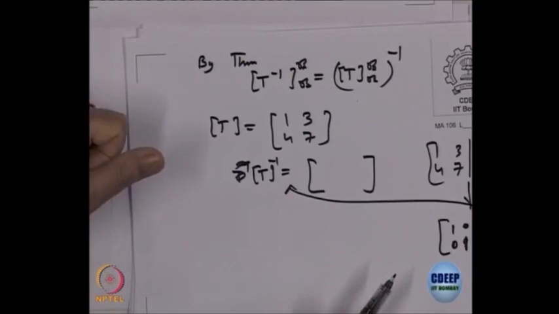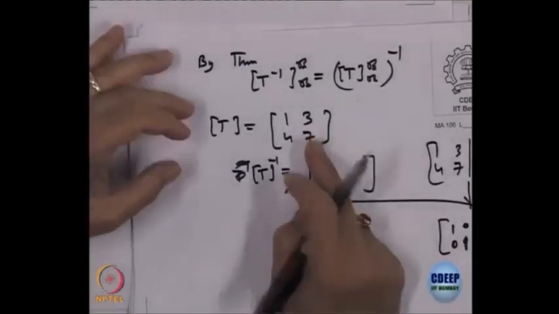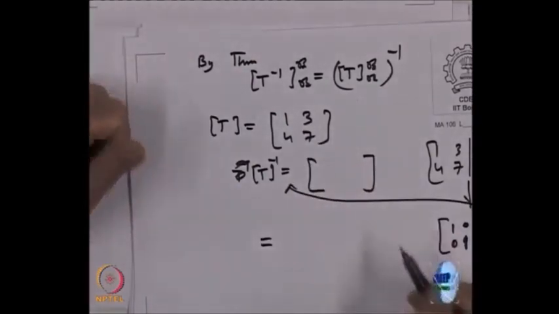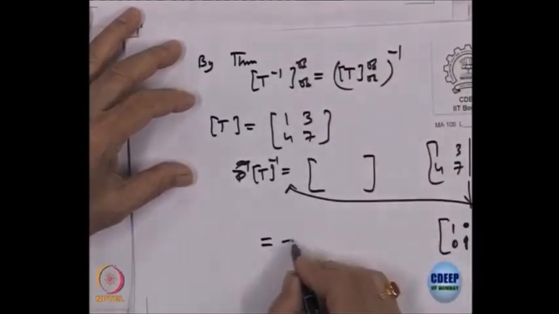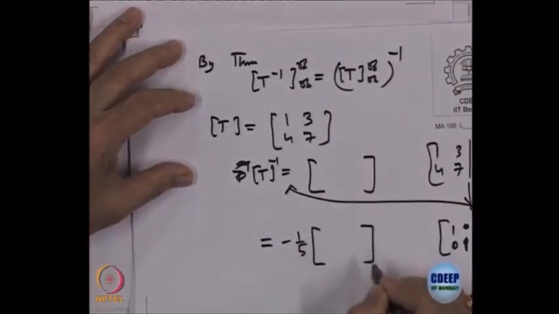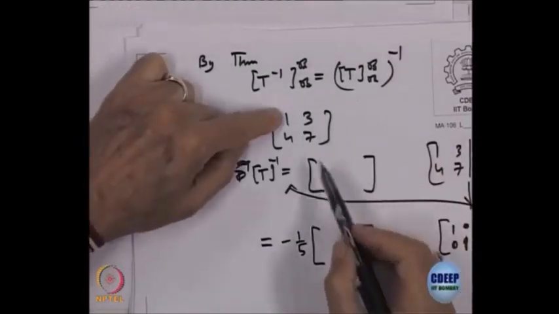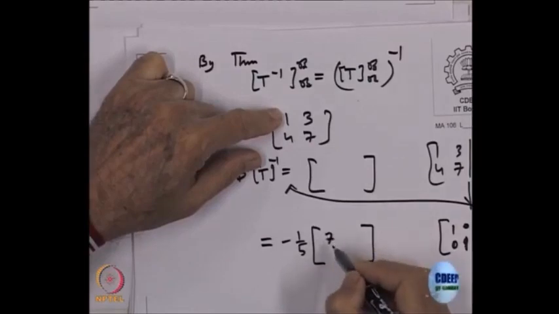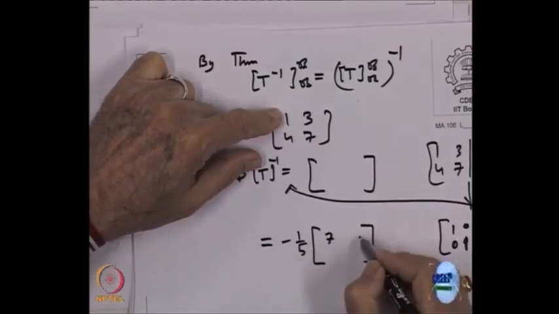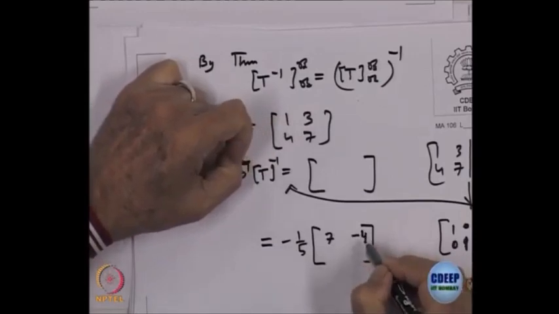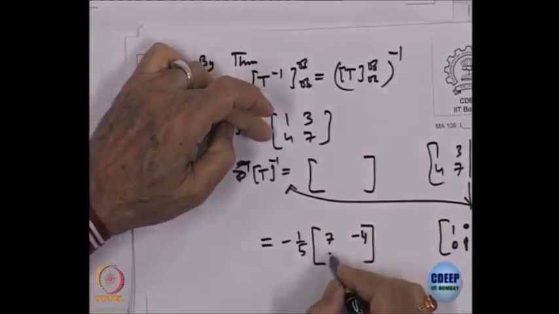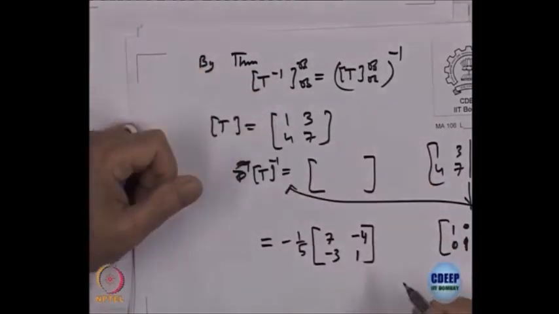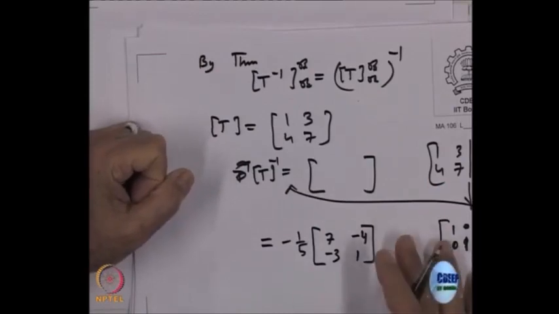That is another method of doing it. Or you have already found the determinant, so if you use the adjoint method, what was the determinant? Minus 5, right, minus 5. So, minus 1 over 5 times the adjoint. What will be the first row, first column? What should I put here? 7. Then the next one is minus 4, and similarly this is minus 3, and that goes 1. So, that is the inverse.